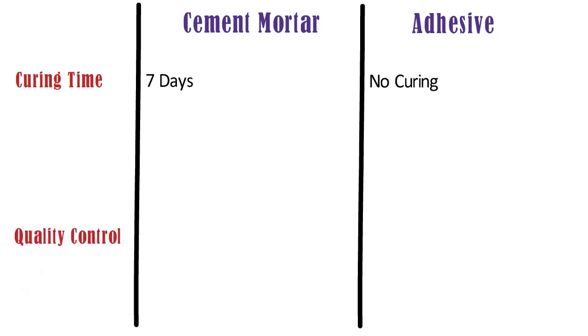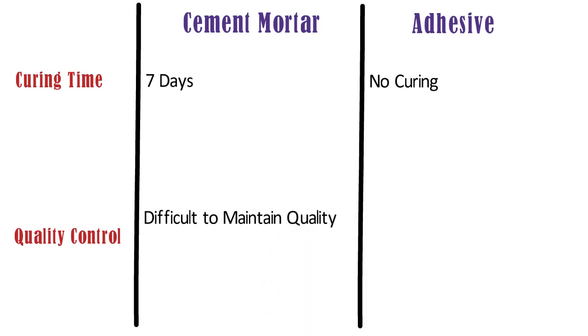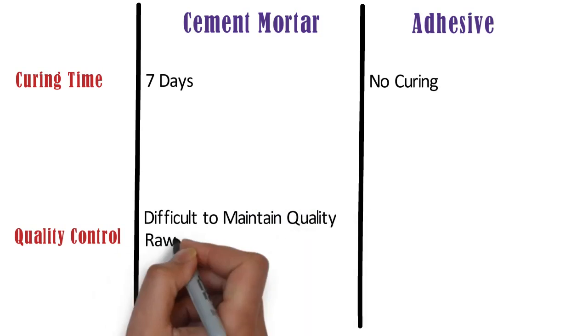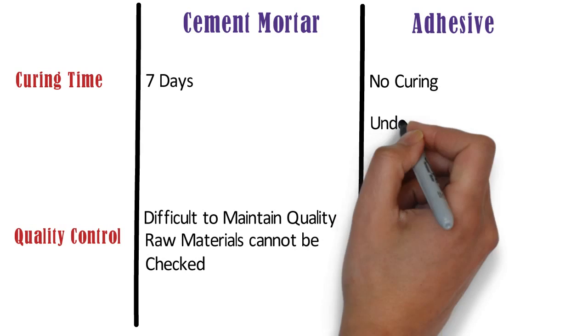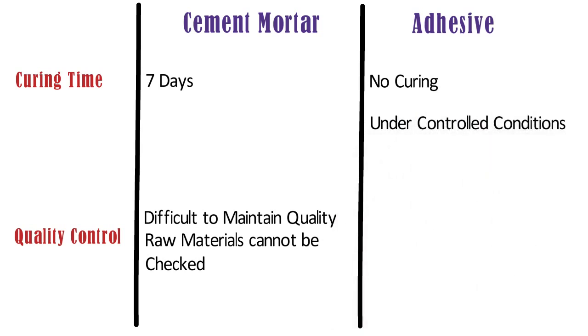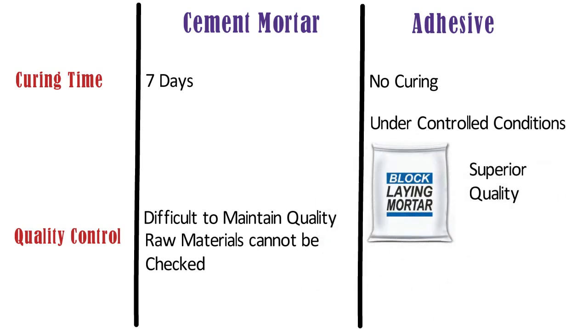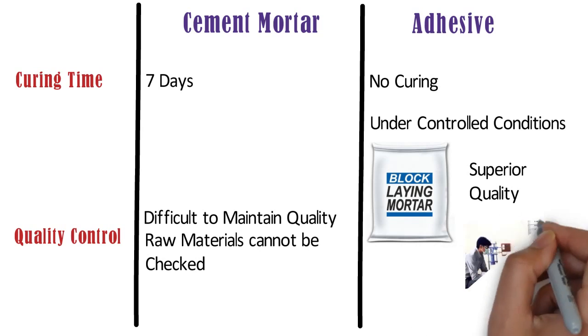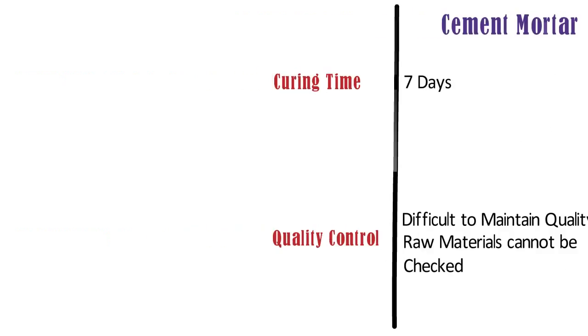Quality control. Cement mortar is prepared on site, and sometimes it is difficult to maintain the quality of mortar as it is being prepared on site. Also, the raw materials cannot be checked for quality at site. Whereas adhesives are manufactured in factories under controlled conditions. The quality control measures can be effectively observed and the ultimate product is of superior quality. The manufacturers test the raw materials and then use them in the manufacturing of the adhesives.